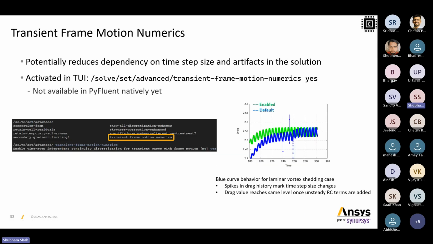Then transient frame motion numerics is enhanced. Basically it reduces the dependency on the time step size, and the artifacts in the solution. So if your time step size is larger, the system will try not to depend on that, and it will rely on the frame motion numerics.